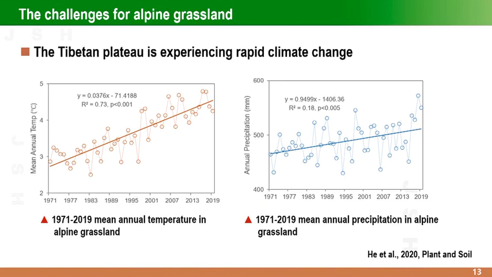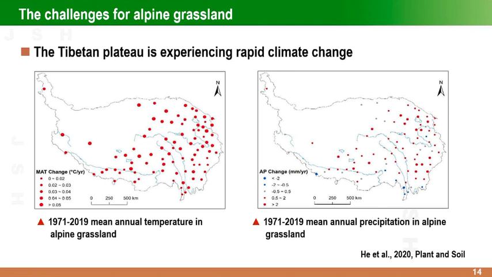For the Tibetan Plateau, in the past 50 years, the climate is warming. From the left figure, you see that the warming is across the grid. And for the annual precipitation in the alpine grassland, there's a little bit of increase, but not so much as the warming. This warming is not just for a certain place, it's for the whole plateau.